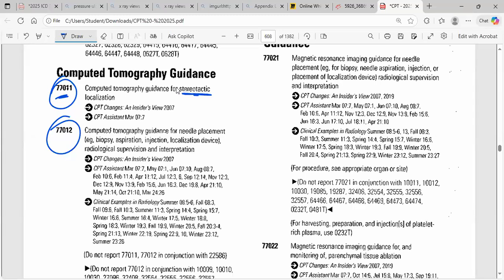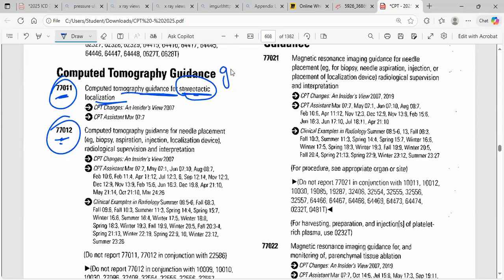Any localization from the three sides, from the three dimensions, that is stereotactic. So if CT guidance has been used as in stereotactic localization, then we are going to use the 77001, and for guidance for any other procedure except the stereotactic localization, we are going to use the 77012.